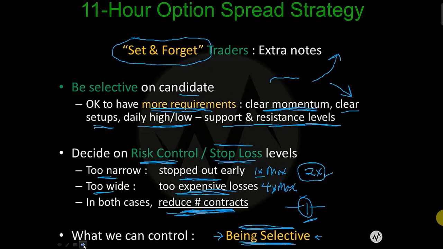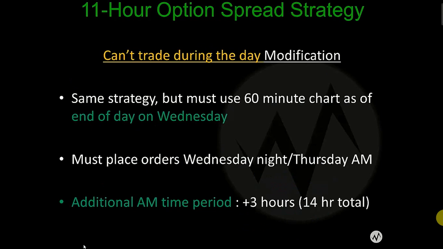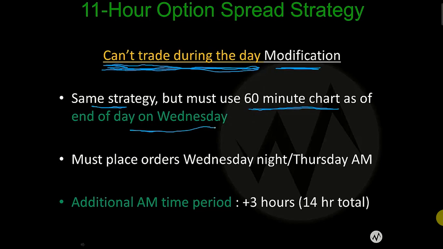All right. So one other bonus. Those of you that can't trade during the day, you can still trade this strategy. It's just harder, and you may not have as much growth. I'm not saying you can't trade it well, but it's the exact same strategy. But instead of looking at a 60-minute chart at 12 noon on Thursday, you need to look at it at the end of day on Wednesday. And because you can't trade during the day, you have to put those orders in Wednesday night, Thursday morning.